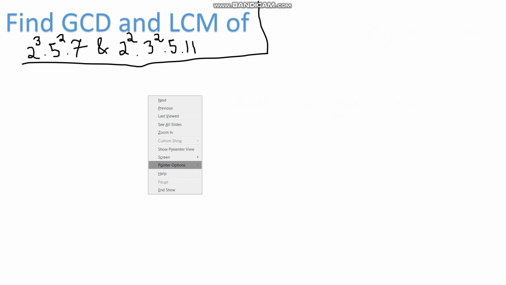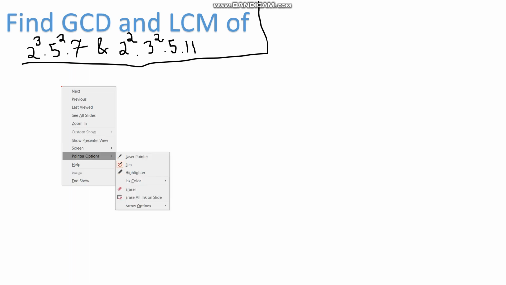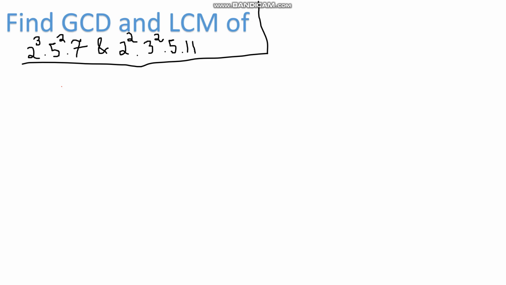This is a very easy question. This is the question. We have to find the GCD and LCM. For the GCD we take the least power of each prime factor. The least power of 2 is here 2. Then we have 5 with 1 as the least power. This is the prime to the power 1. Then nothing else, everything else has power 0. This is the GCD. Calculate it, it will become 20.